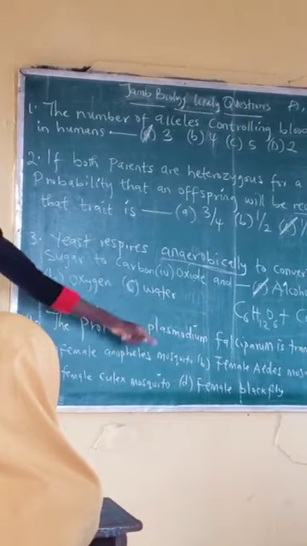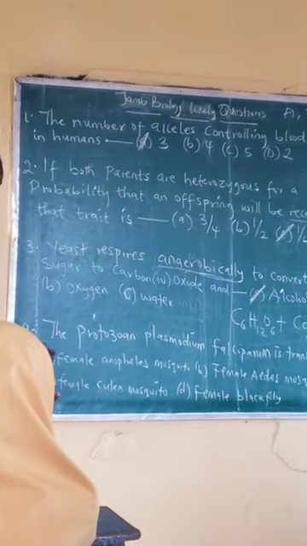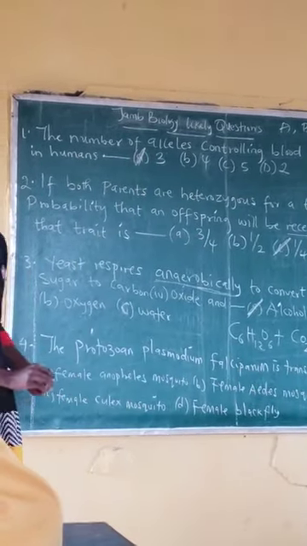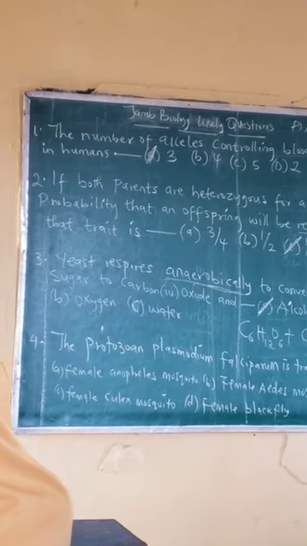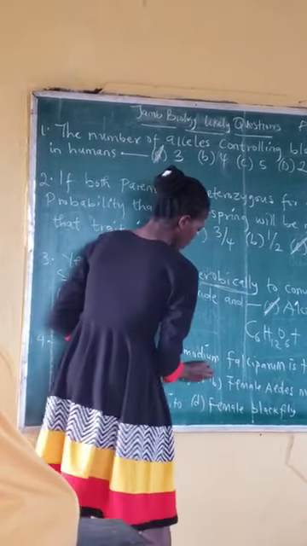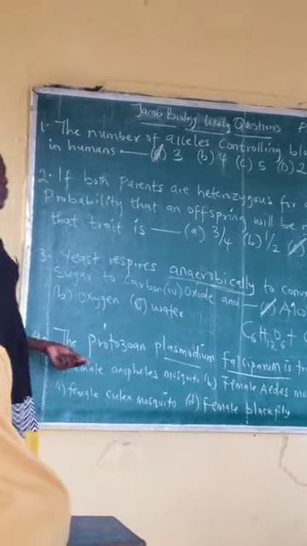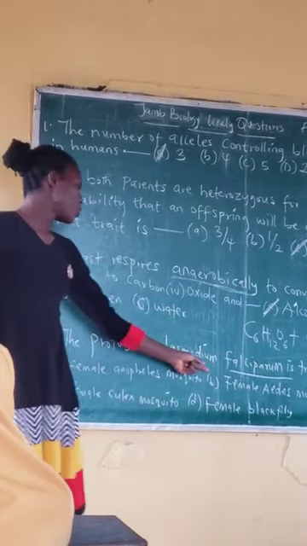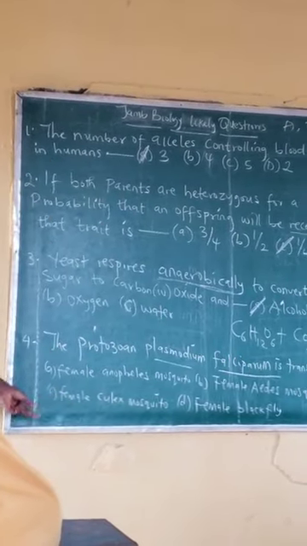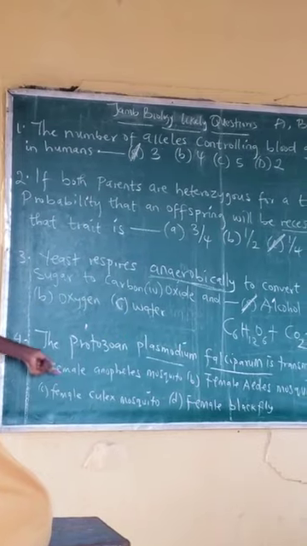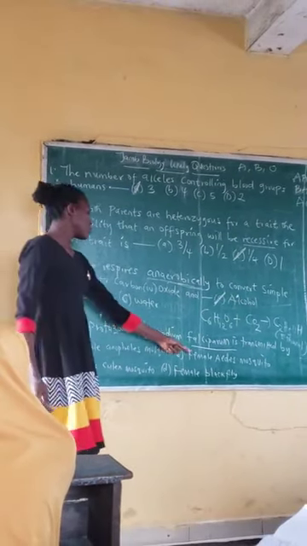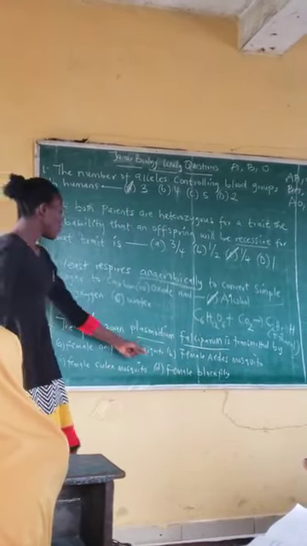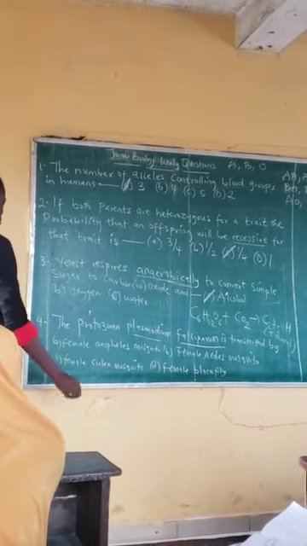The last question says the protozoan Plasmodium falciparum is transmitted by: A, the female Anopheles mosquito, B, female Aedes mosquito, C, female Aedes mosquito, D, female black fly. How to approach this question is very simple. They wrote the genus name and the species name just to confuse you. It's the malaria parasite, Plasmodium falciparum.